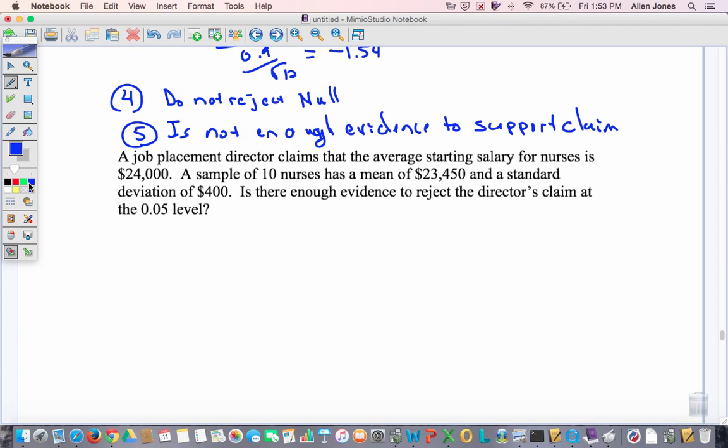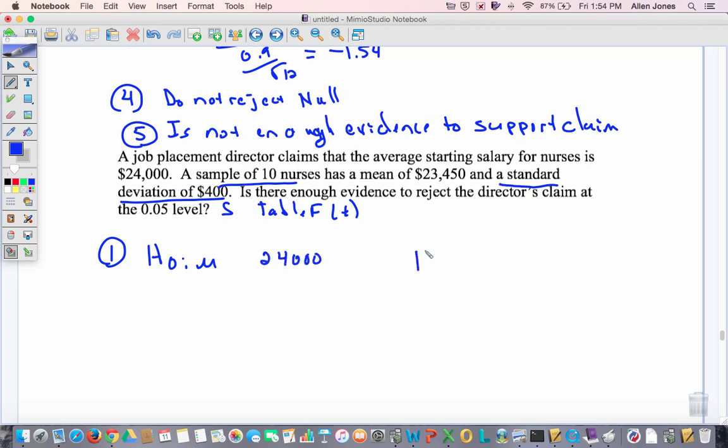A job placement director claims that the average starting salary for nurses is $24,000. A sample of 10 has a mean of 23,450 and a standard deviation of 400. So our sample of 10 has a standard deviation of 400. There's our S, or table F, our t-score as our critical value. Is there enough evidence to reject the director's claim at the 0.05 level?